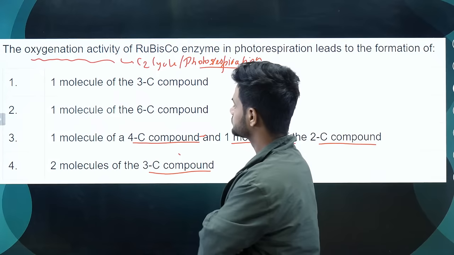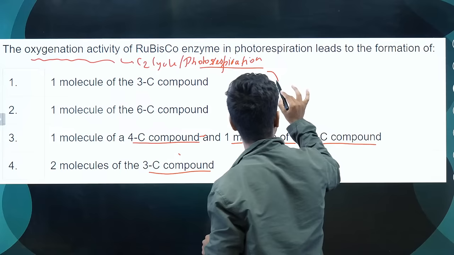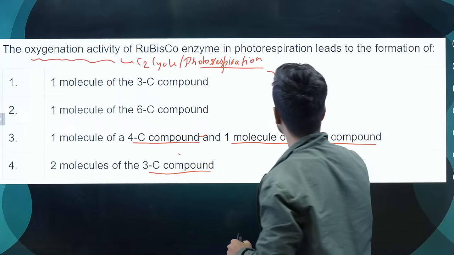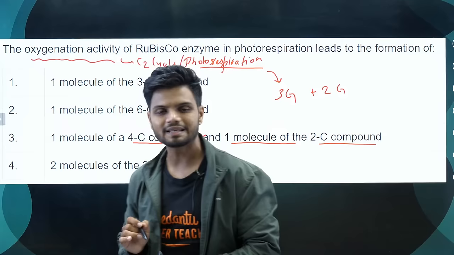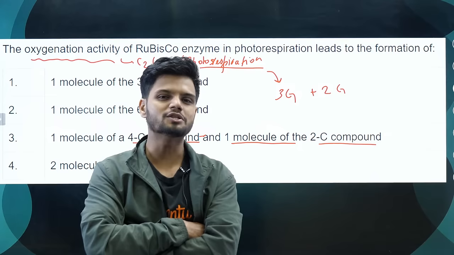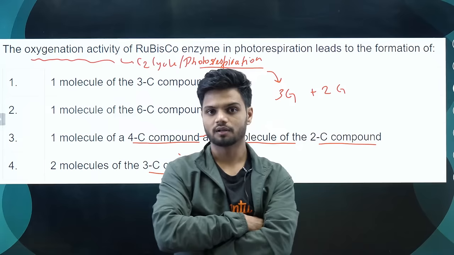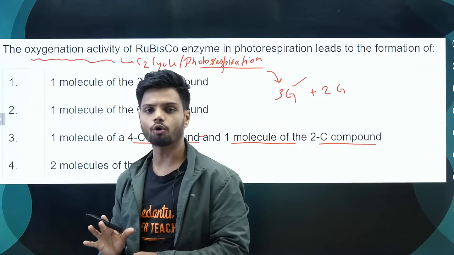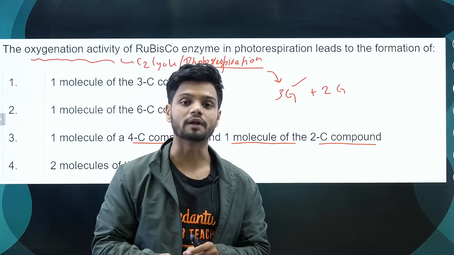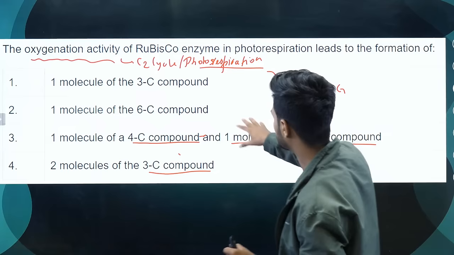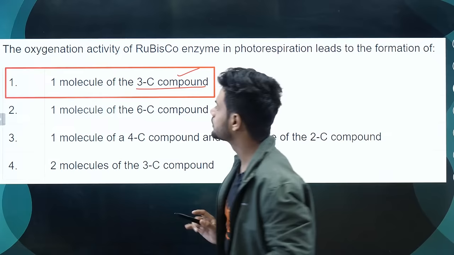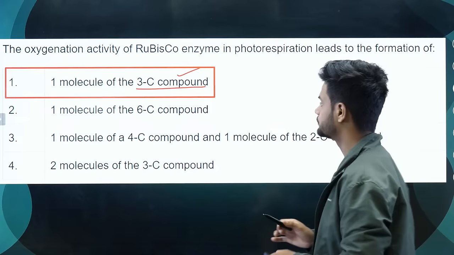What is the answer? Students, in your C2 cycle, there is one 3-carbon compound and one 2-carbon compound. The 3-carbon compound is going to be PGA. Yes, that is correct. In a C2 cycle, we have PGA. We also have a 2-carbon compound, which is phosphoglycolate. But have they mentioned any 2-carbon compound here? No. So the most probable answer is one molecule of 3-carbon compound. Okay. Clear?